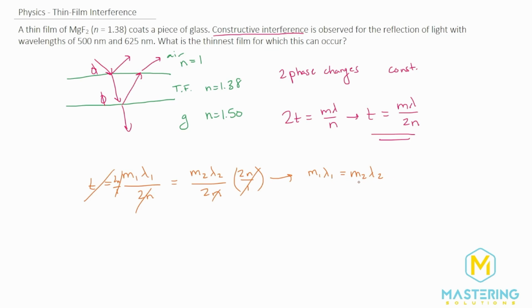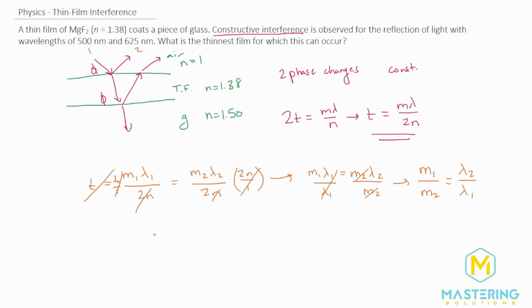What we're going to do is divide both sides by m2, and we're going to divide both sides as well by lambda 1. And so when we rewrite that, we get m1 over m2 is equal to lambda 2 over lambda 1. Now we know what lambda 2 and lambda 1 are. That's the 500 and the 625. We don't know what the m1 and the m2 are, but this is a ratio that we just solved to say that this ratio is equal to this ratio. So let's say the 625 is 2 and the 500 is 1.